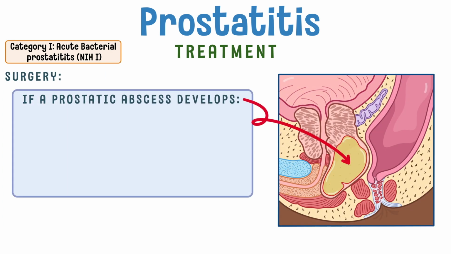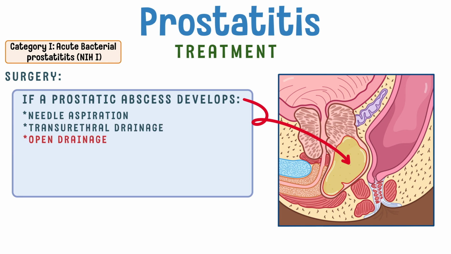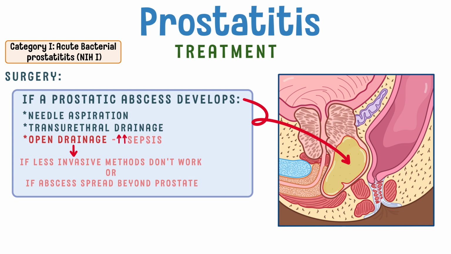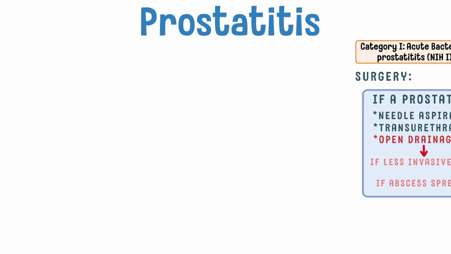It usually needs to be drained, which can be done through needle aspiration using ultrasound guidance and local anesthetic. Also, we can perform transurethral drainage or open drainage. But methods involving cutting or removal may lead to higher chances of sepsis. Open drainage is used if less invasive methods don't work, or if the abscess has spread beyond the prostate.